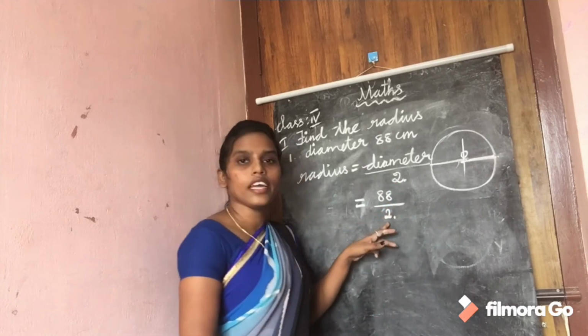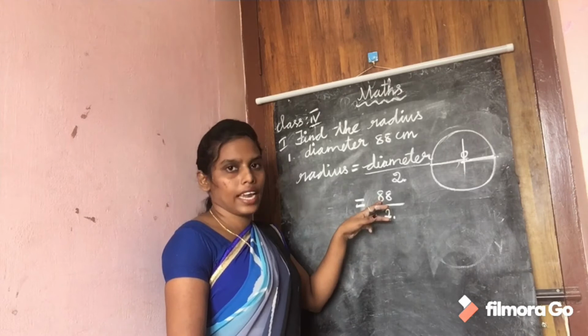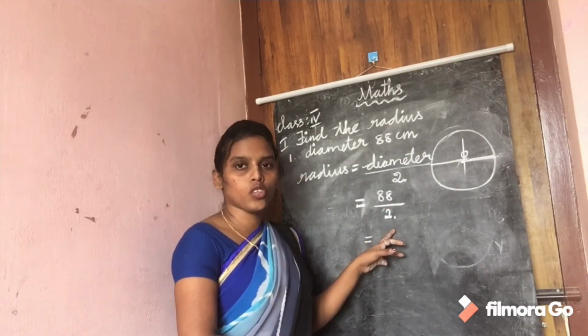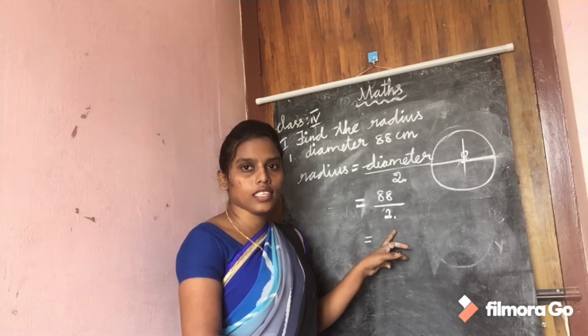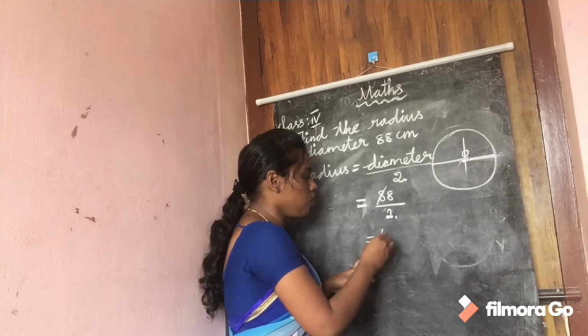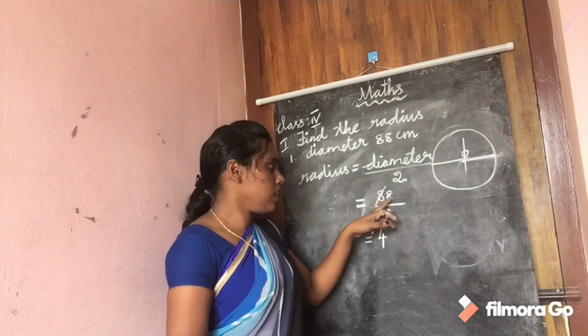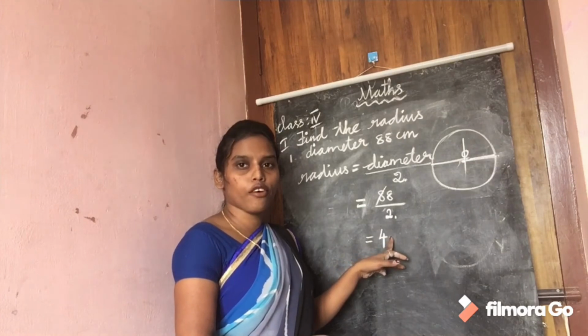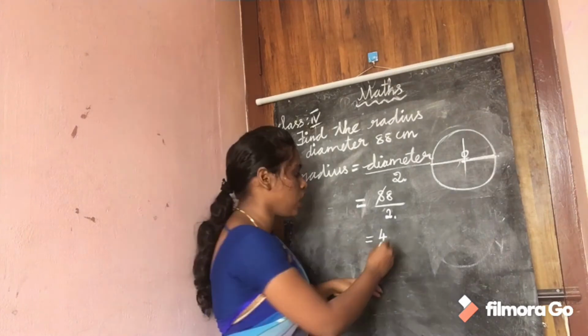So you have to say the 2 table till you get 8. Say the 2 table with me. 2 1s are 2, 2 2s are 4, 2 3s are 6, 2 4s are 8. So 4 2s are 8. Then again 8 is there.